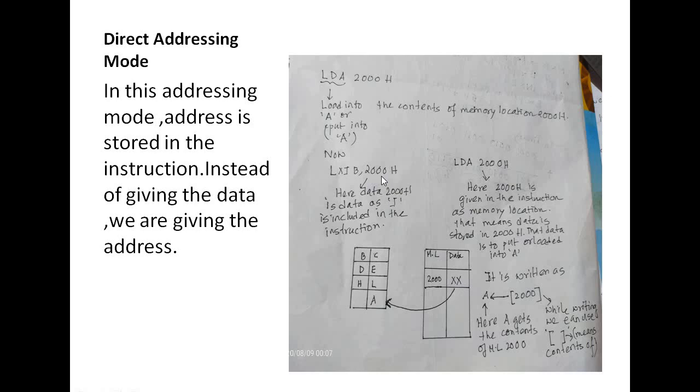Here LXI B 2000H, what does it mean? Here it is data 2000H, as I is included in the instruction. But as soon as I write LDA 2000H, now this 2000H is not a data, it is an address. Understood the difference? This is data because I is mentioned. Here, as I is not there, you have to quickly understand that this is not data, this is an address.